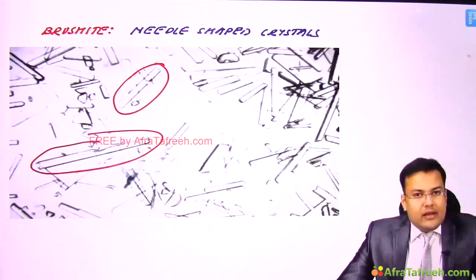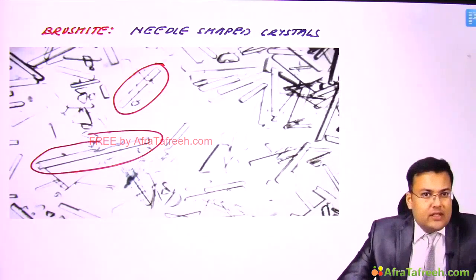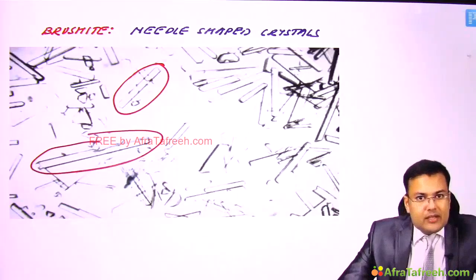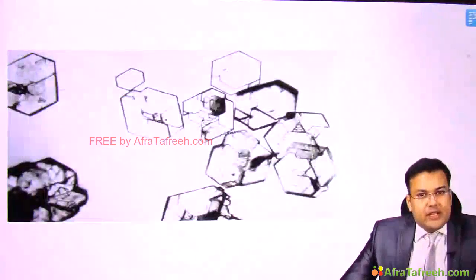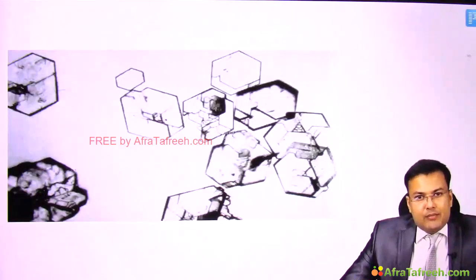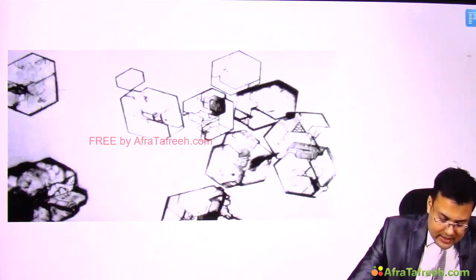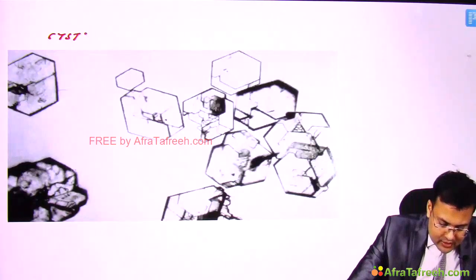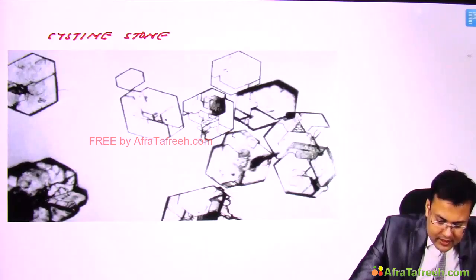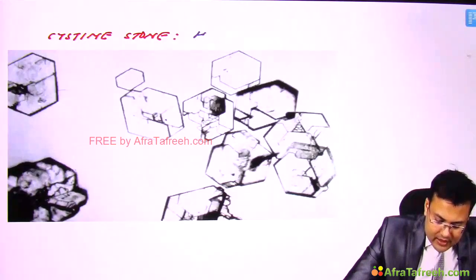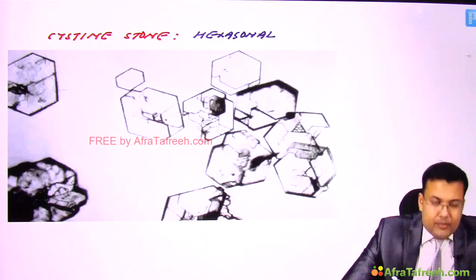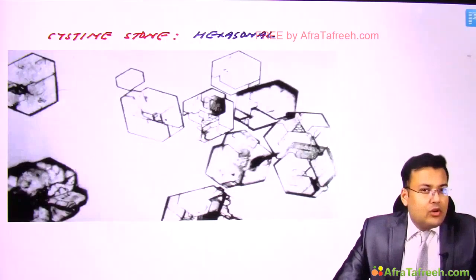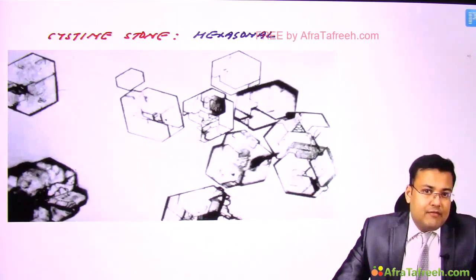Clear? And in cystine stones, as we discussed, hexagonal or benzene shaped crystals are seen. So here you can see benzene shaped or hexagonal crystals, and these are seen in cystine stones. Right? So all these are very, very important and frequently asked in exams.